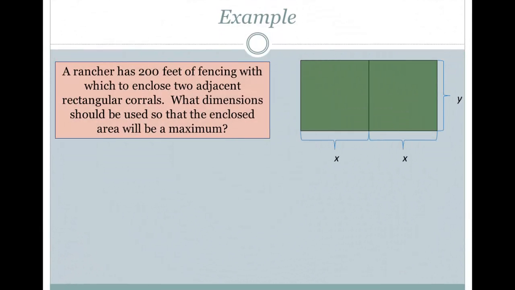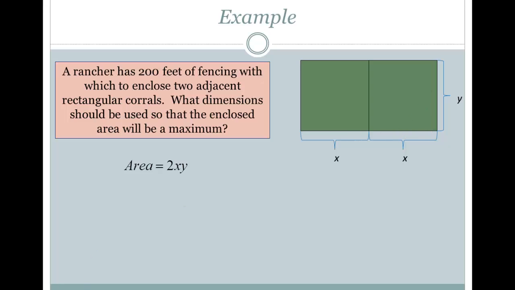Again, I would advise you guys to read through these and try to solve them. But basically, a rancher has 200 feet of fencing to enclose 2 adjacent rectangular corrals. What dimensions should be used that would maximize the area? All right, so again, I have right here, there is fencing all the way around, and we want to maximize the area. So the area function here is simply this, base times height, 2x times y.